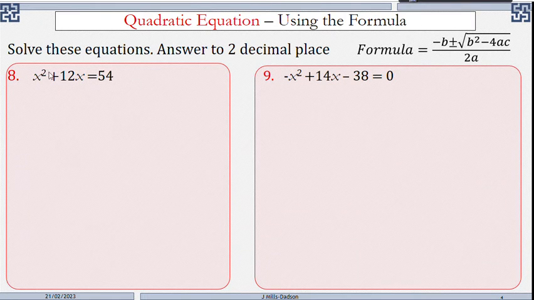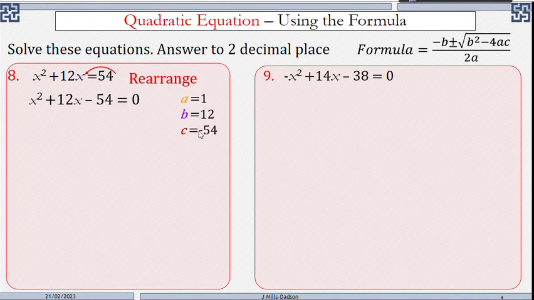If you check carefully, we have the square term, we have the x term, but we don't have the constant term, and we want this to become 0. So if you want this side to become 0, you subtract 54 from both sides. When you do that, you will have your constant term on the left side. So now we pick our values. The a is the coefficient of x squared, the b is the coefficient of x, and the c is the constant term. So you must first pick them out.